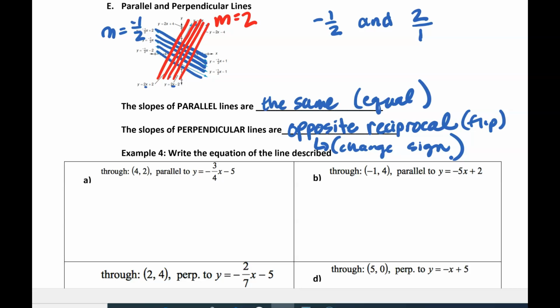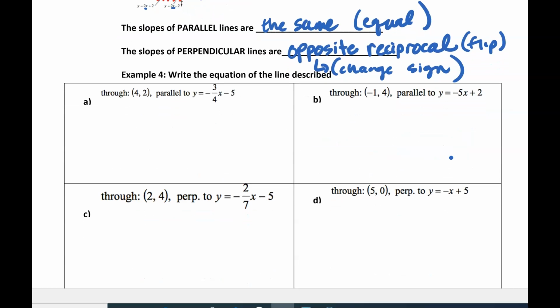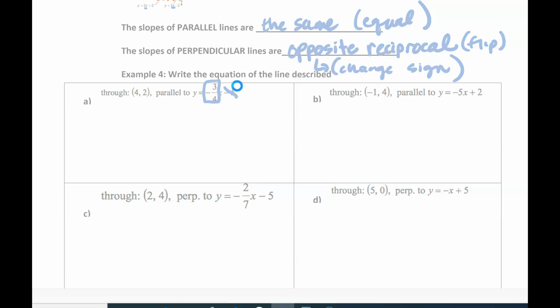So let's do an example. Write the equation of the line described through point (4, 2) and parallel to y equals -3/4 x minus 5. The only reason why we need this last part is we need to look at this slope. That's it. We don't care about the y-intercept of this other line. We just know that the line we're trying to find is parallel to this one. So if it's parallel to this one, it means that it has the exact same slope. So the line we're trying to find has a slope of -3/4.